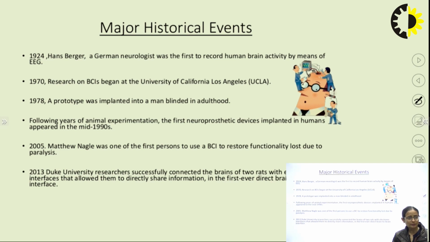Then in 2013, Duke University researchers successfully connected the brains of two rats with electronic interfaces that allowed them to directly share information in the first ever direct brain to brain interface. Up to here, the interface was between brain and computer, and after that the interface is between brain and brain. That is the experiment conducted in 2013.